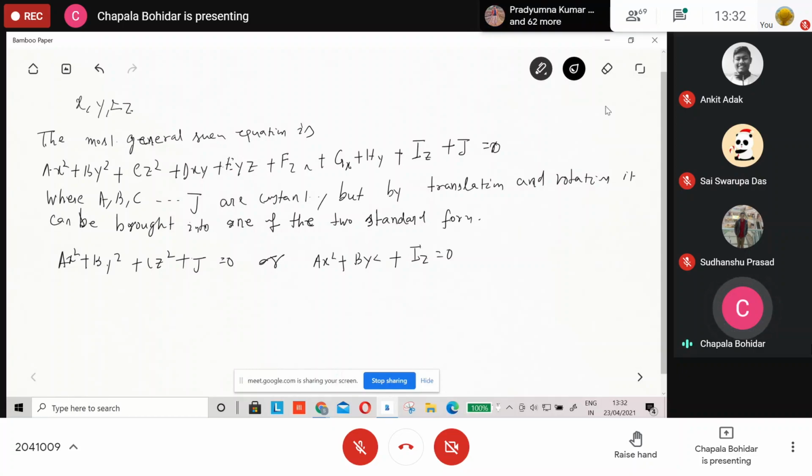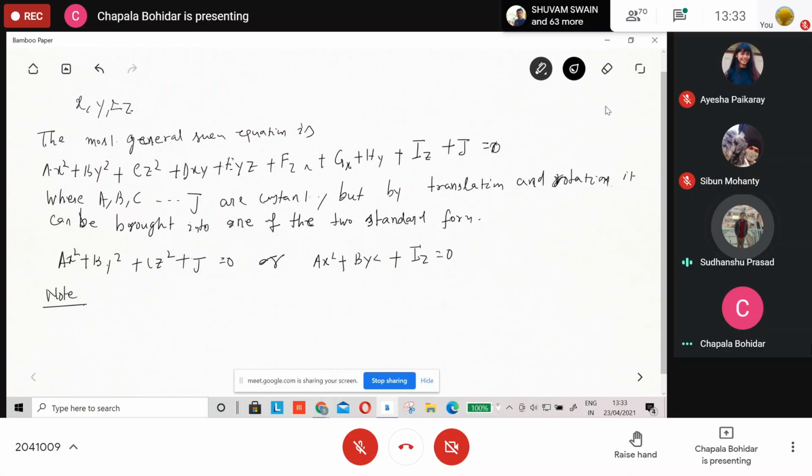When you solve your problems, then you will be clear. Now, note here. Ma'am, translation and rotation or notation? Rotation, rotation. Okay, okay, ma'am. Note. Ma'am, in the last equation, is it i z square or only i z? Iz only. Here it is Iz only.